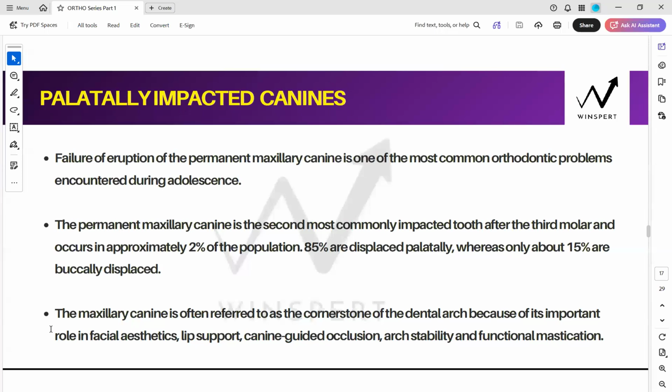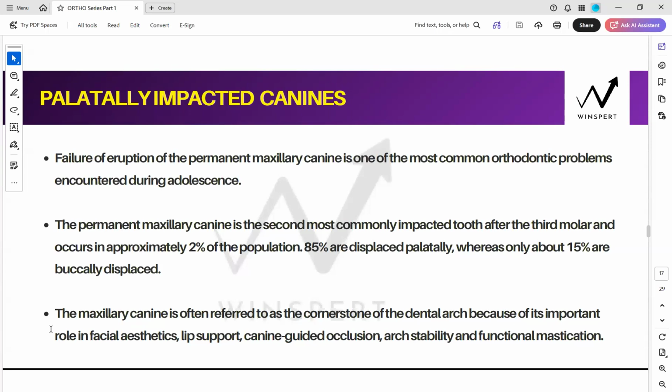Failure of eruption of a maxillary canine is one of the most common orthodontic problems encountered during adolescence. Since the maxillary canine has the longest and most complicated eruption pathway, it is particularly susceptible to eruption disturbances, right? Can you please focus on this point again? I'm going to repeat this. Since your maxillary canine has the longest and most complicated eruption pathway amongst any tooth in the mouth, it is particularly susceptible to eruption disturbances. Concept understood or not?